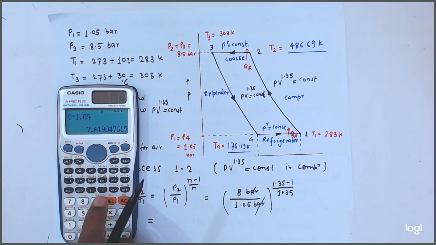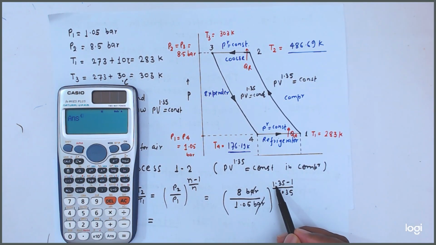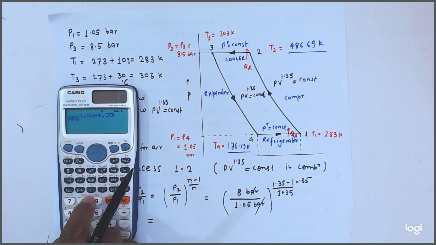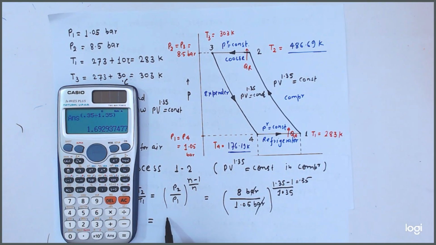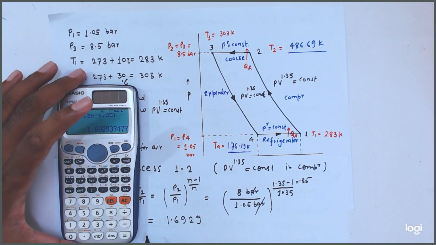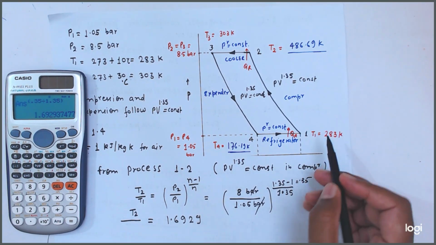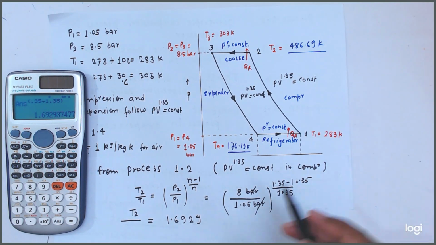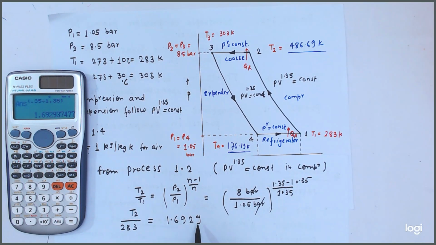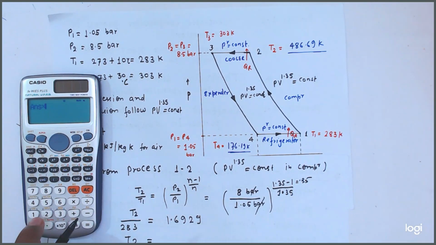Okay. So it will come this much and to the power 1.35 minus 1, which is 0.35. So 0.35 divided by 1.35, it will give friends the value equal to 1.6929. Okay. So T2 by T1, T1 we know the value 283. So T2 equal to how much friends? T2 equal to, we will multiply with 283.